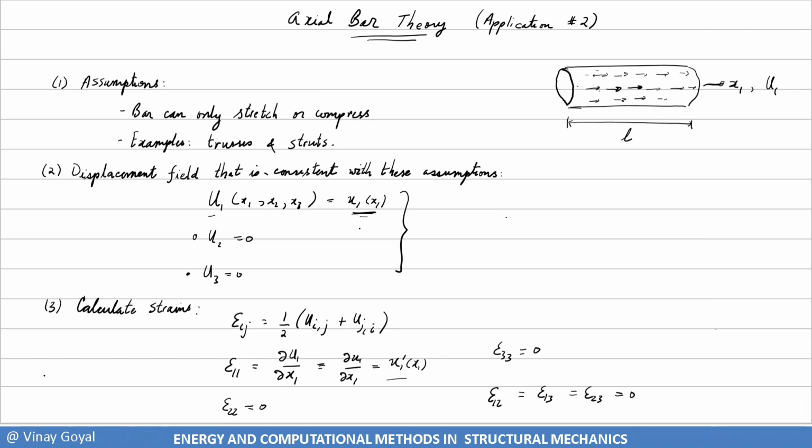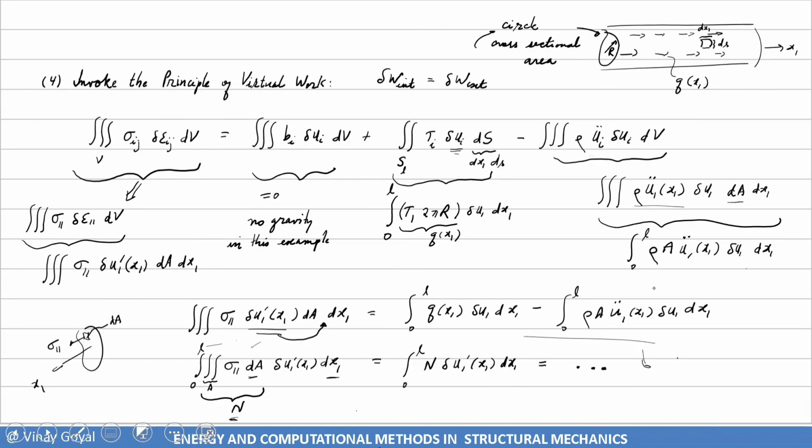The assumption that we made was that a bar can only stretch or compress, and I gave the examples of trusses that are used in bridges, but also struts that could be used in rockets, cars, aircraft. And we took the displacement field that we came up with, and this displacement field is consistent with the assumptions that I made above. We calculate the strains at step 3, and because I know the displacement field is consistent with these assumptions, I can calculate the strains, and I found that there's only one non-zero strain. And then the next step, I invoked the principle of virtual work, which says the internal virtual work equals the external virtual work.